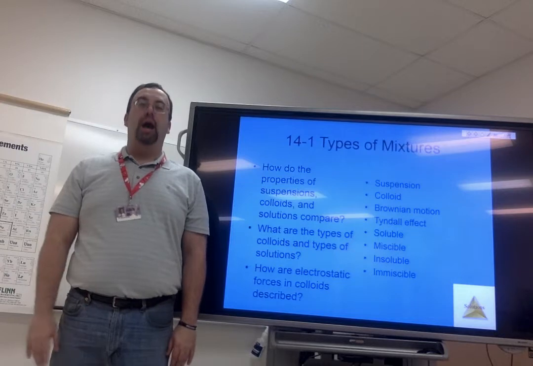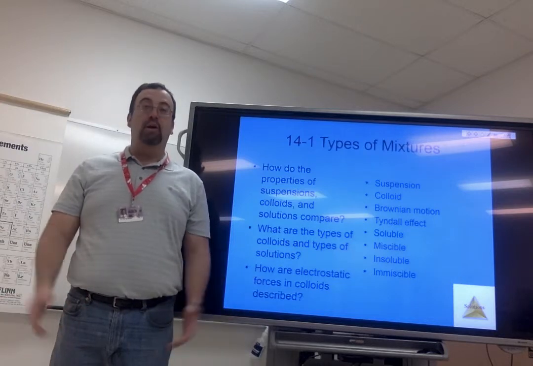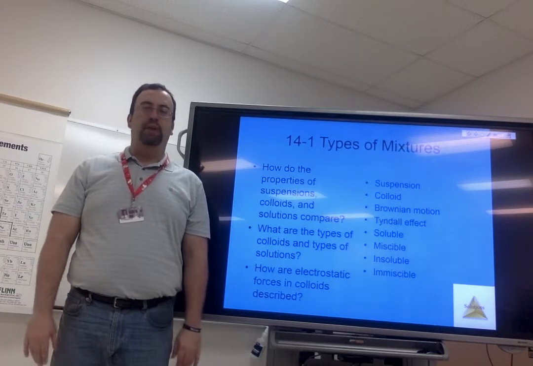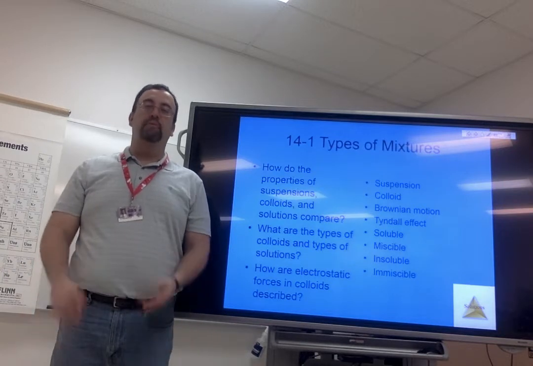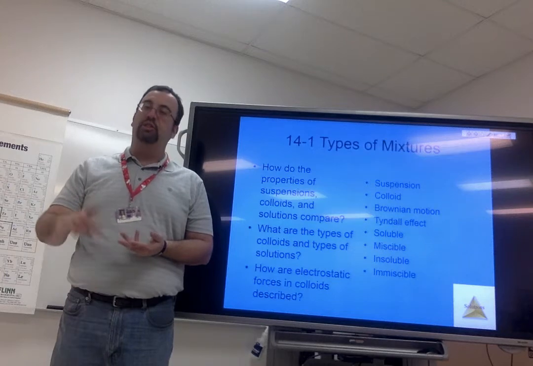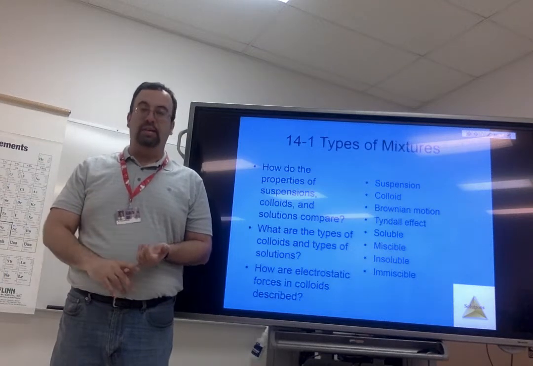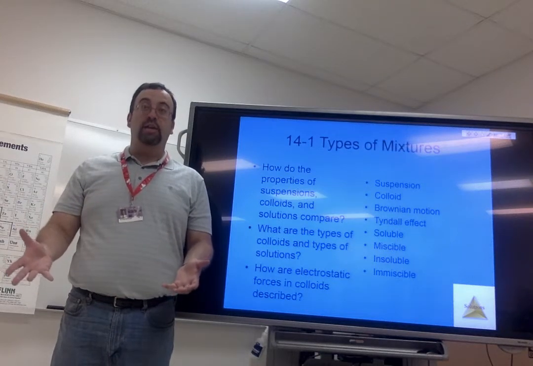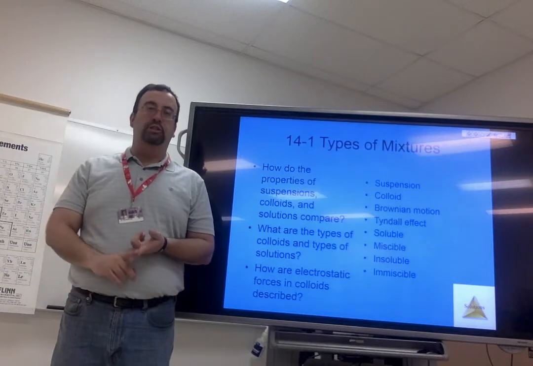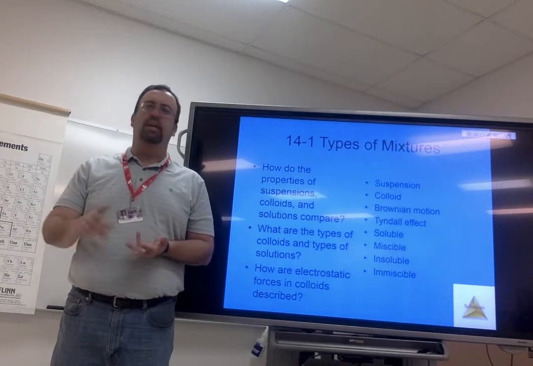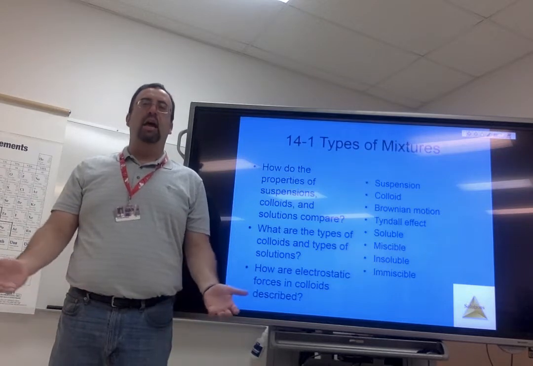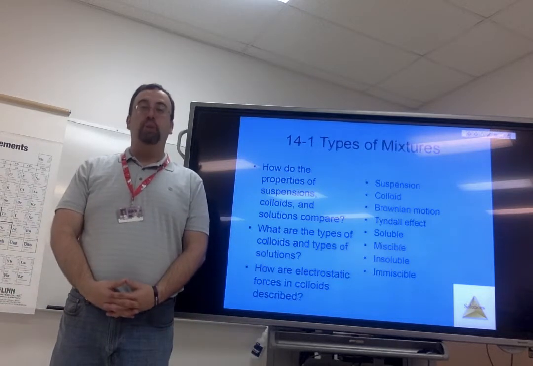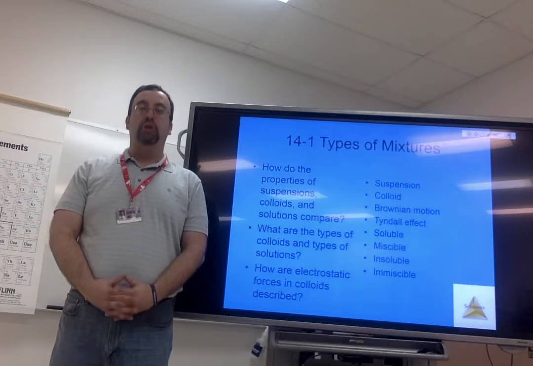Mixtures are pretty much everywhere around us. If you think about, for example, yourself, you contain a mixture of amino acids and proteins and sugars and things like that. The air, for example, consists of a mixture of nitrogen and oxygen and carbon dioxide and things like that. So mixtures are really prevalent around us, and so it's a good idea to talk a little bit about them.